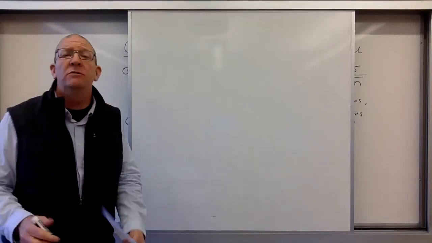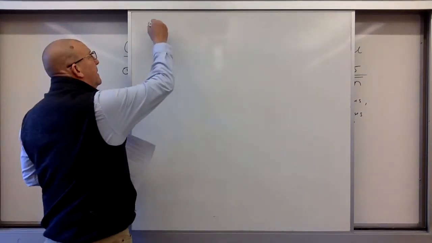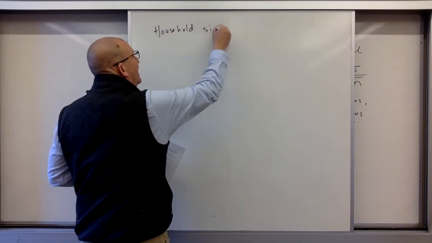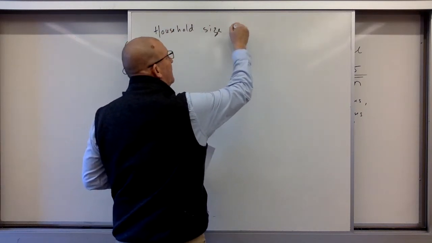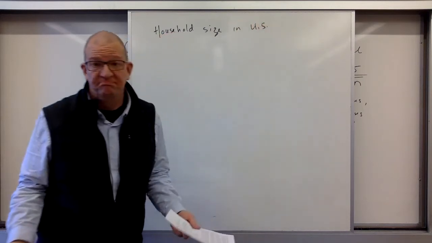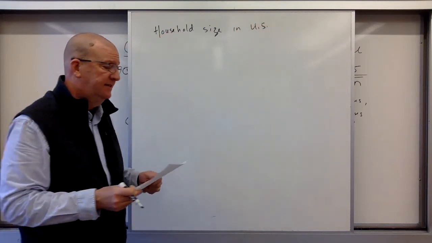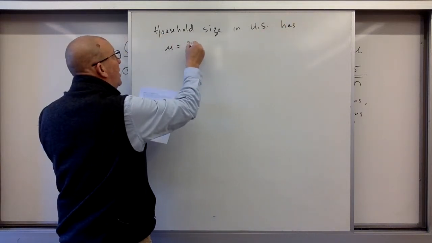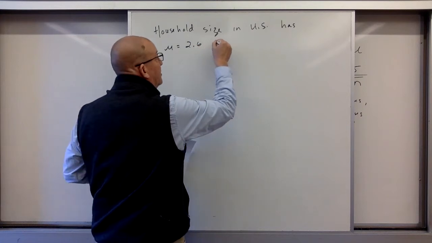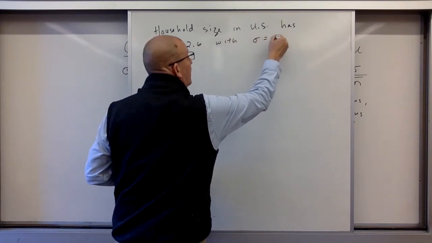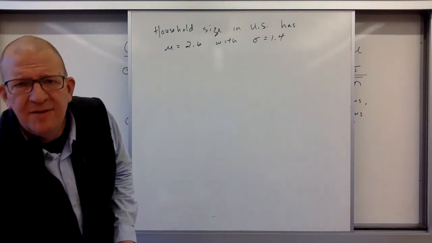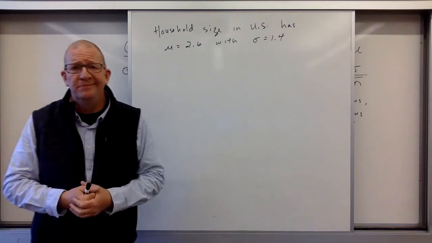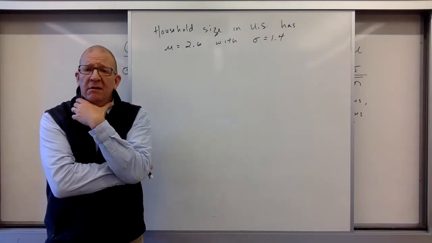Household size in the United States. Now, do you think this would be normally distributed? Based on the previous censuses, we know that the household size has a mean of 2.6 with a standard deviation of 1.4. But do you think we're normally distributed around 2.6? No, we're not. Think about it.